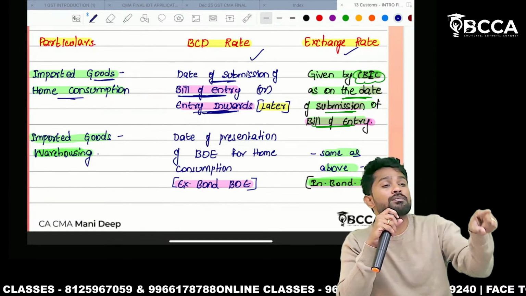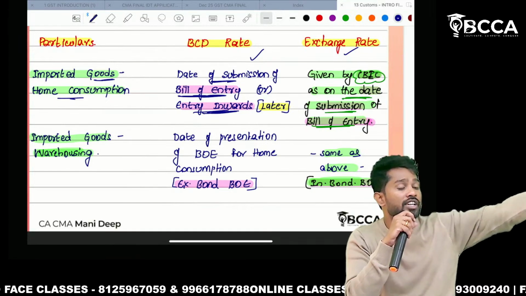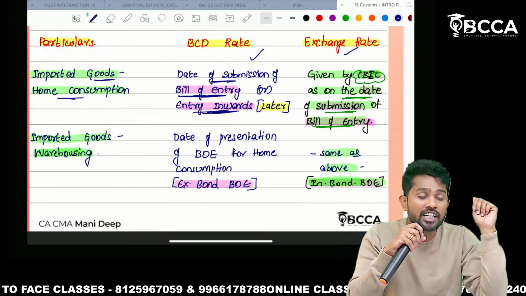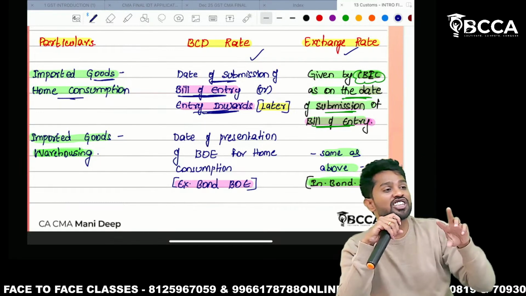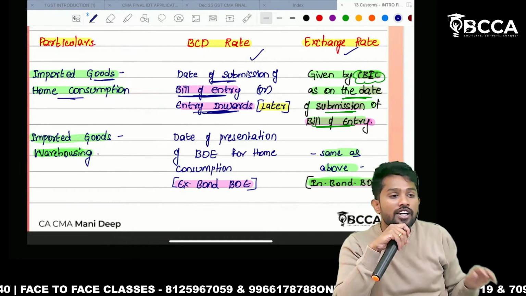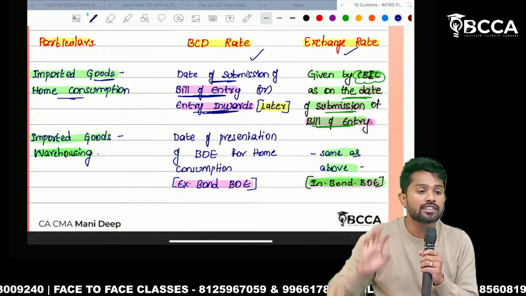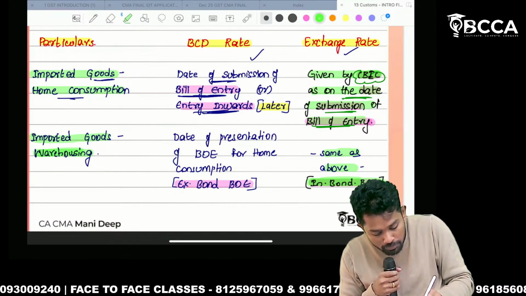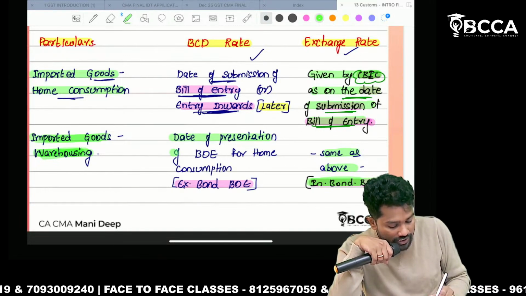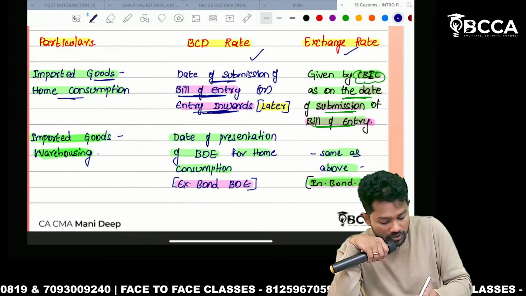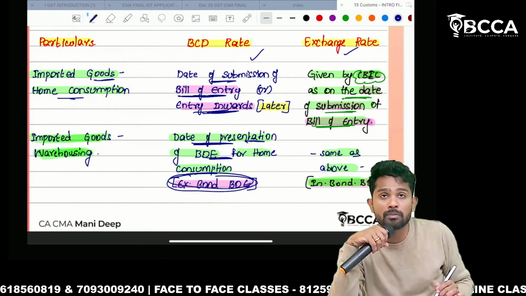So with respect to home consumption, BCD rate, you should take what? Entry inwards or bill of entry, whichever is latter. Exchange rate for home consumption as on the date of bill of entry. Now, what you guys do is, for exchange rate also, you do whichever is latter. For exchange rate, you should only consider bill of entry. For BCD rate, you should take whichever is latter. Then, if the imported goods are sent for warehousing, then date of presentation of bill of entry for home consumption, which is ex-bond bill of entry.